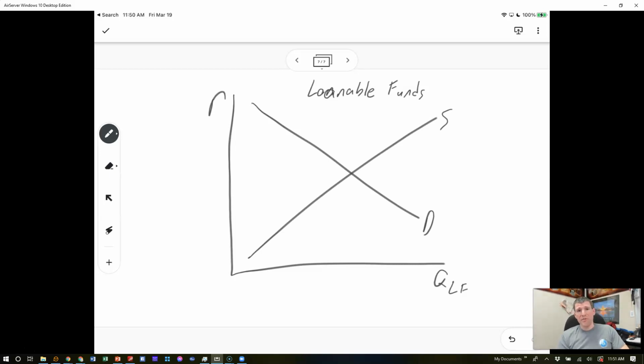Okay, so the quantity of loanable funds is how much money is out there to be loaned. And where does the money come from? Well, the supply of loanable funds is roughly equivalent to savings. I don't want to say it is exactly the same, but when you deposit money into a bank, what does the bank do with that money? It loans it out. That's how the bank makes money. It loans money out at interest. So you are supplying loanable funds within the banking system. The demand for loanable funds is borrowing.